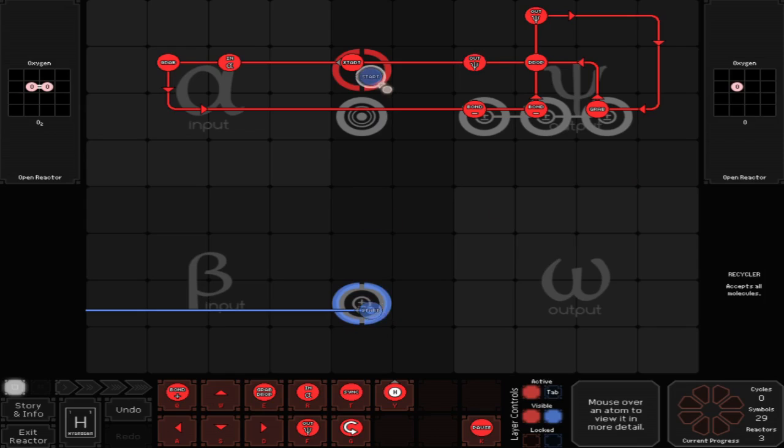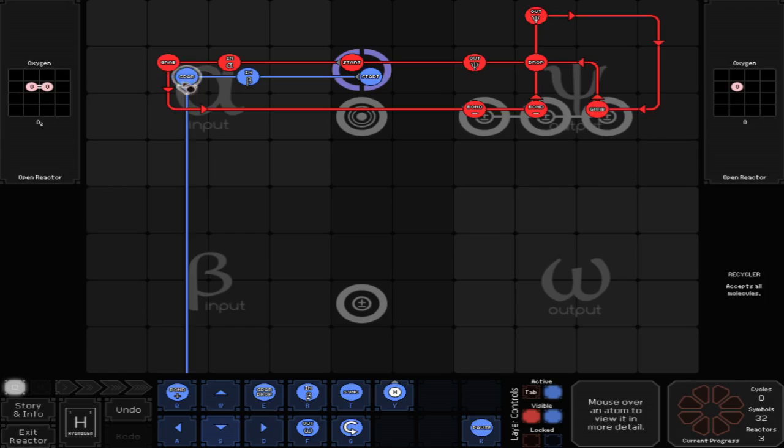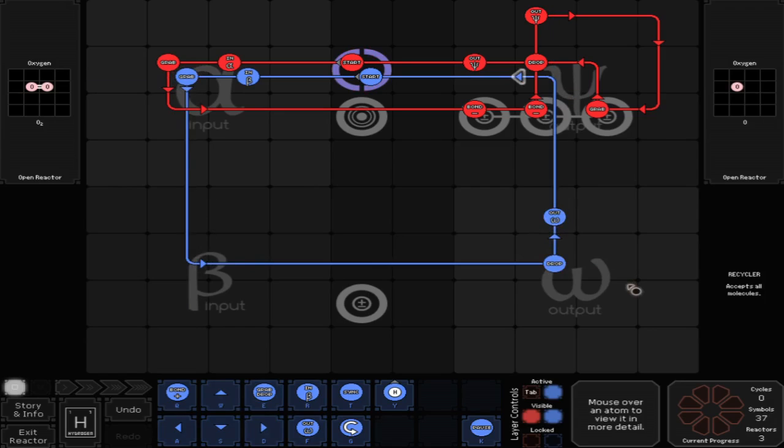And then all that blue needs to do is just take the oxygen down to here and throw it away, basically. So blue's got a simple job. Again, what's not going to be simple is having blue run twice for every 1 loop of red.